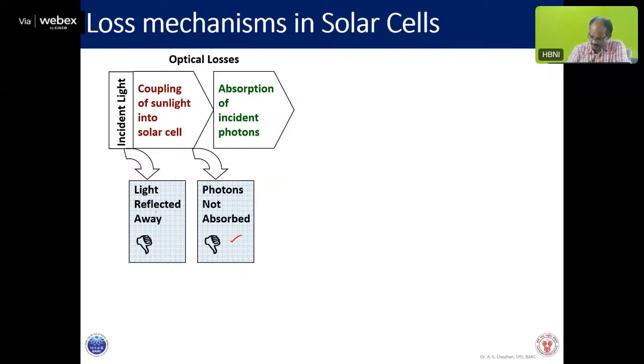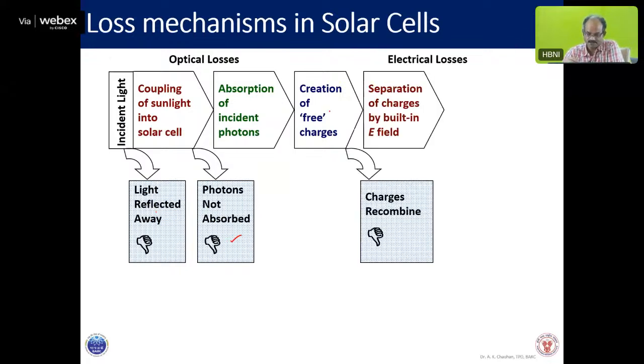Now suppose the photon has been absorbed, then it has to create free charges. First the bound charge is created, and then this bound charge is converted into free charges. Suppose these free charges are created, then these charges can recombine also. If they recombine, that is also a loss. It will not lead to any electrical output.